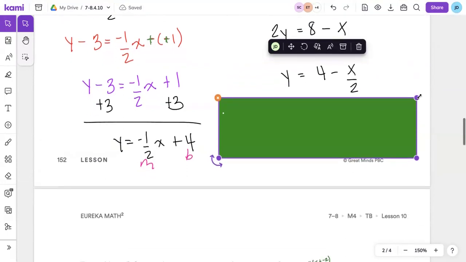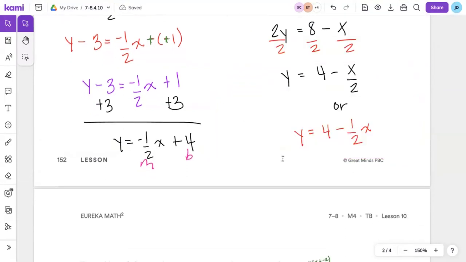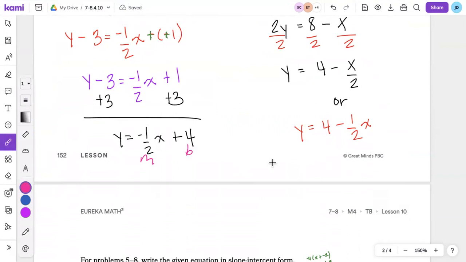Doesn't really look like slope-intercept form, so we're going to do a little rearranging. And we end up with y equals 4 minus 1/2 x. Or again, you can rewrite that so it actually looks in the same order, y equals mx plus b. And that's going to be y equals -1/2 x plus 4.